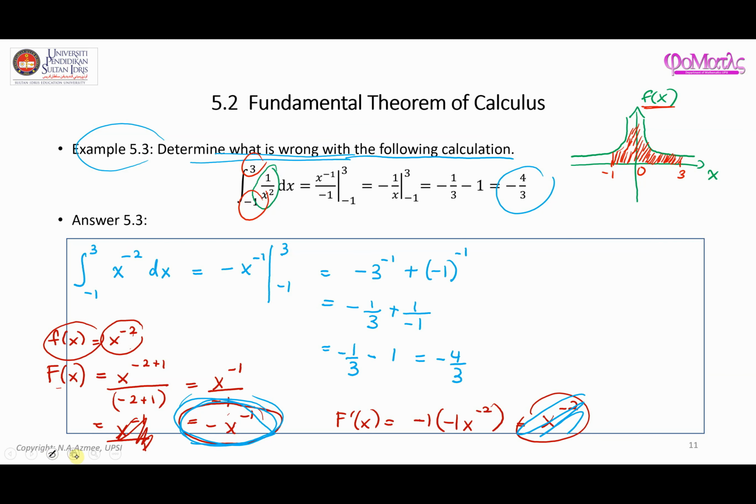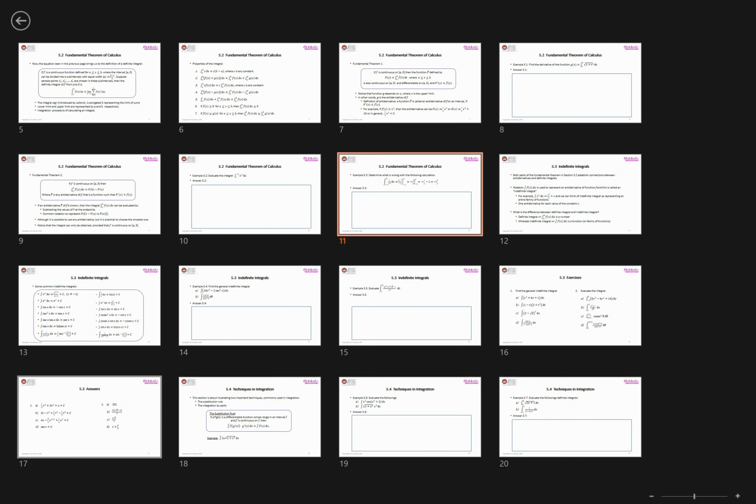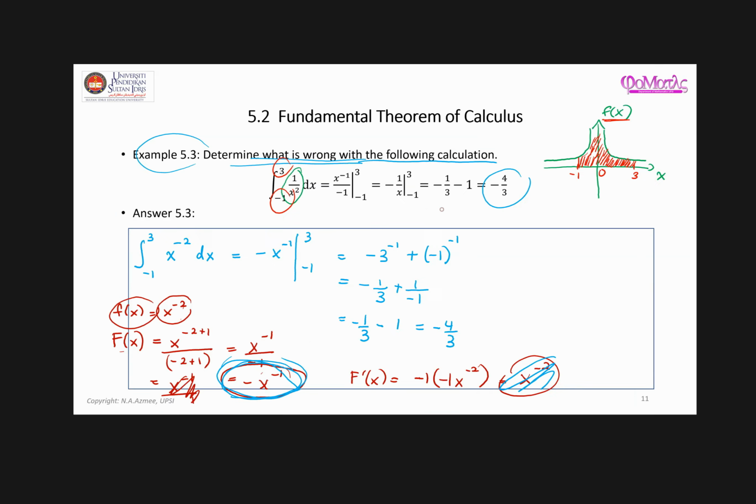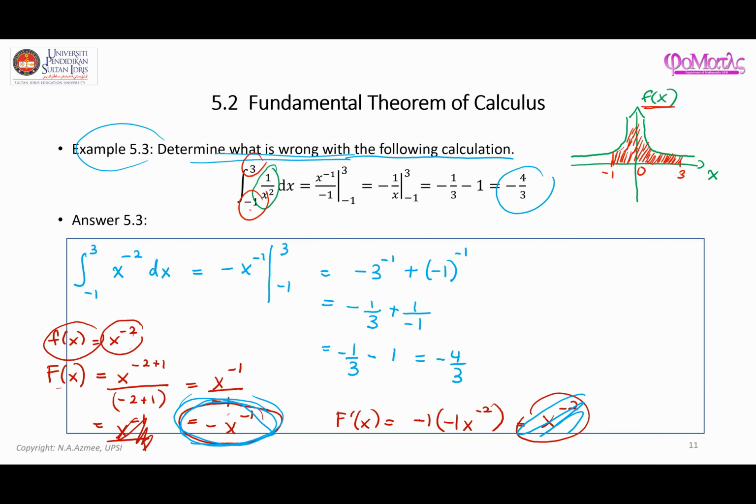Based on the fundamental theorem, we have to go back to the idea of the fundamental theorem. It says that f has to be continuous on the interval a to b. The integral can only be obtained provided that f is continuous on that interval. So in this case, from -1 to 3, you can see that at point 0, the function here is not continuous. So therefore, you cannot find the answer to this one.